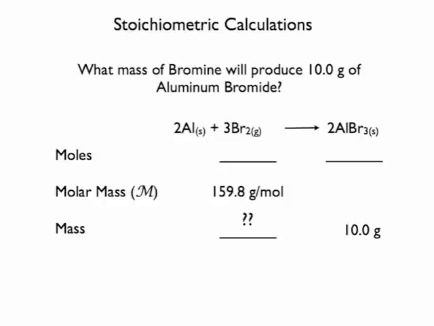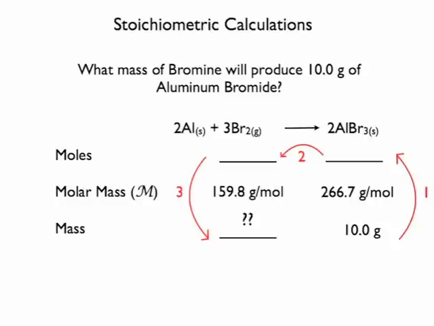Alright, you should have 159.8 for bromine and 266.7 for aluminum bromide. So the steps to take to find the mass of bromine that will produce 10 grams of aluminum bromide are: the first step is to calculate the number of moles of aluminum bromide, then the number of moles of bromine using the mole ratio of 3 to 2, and then using the molar mass, finally the mass of bromine that would be.